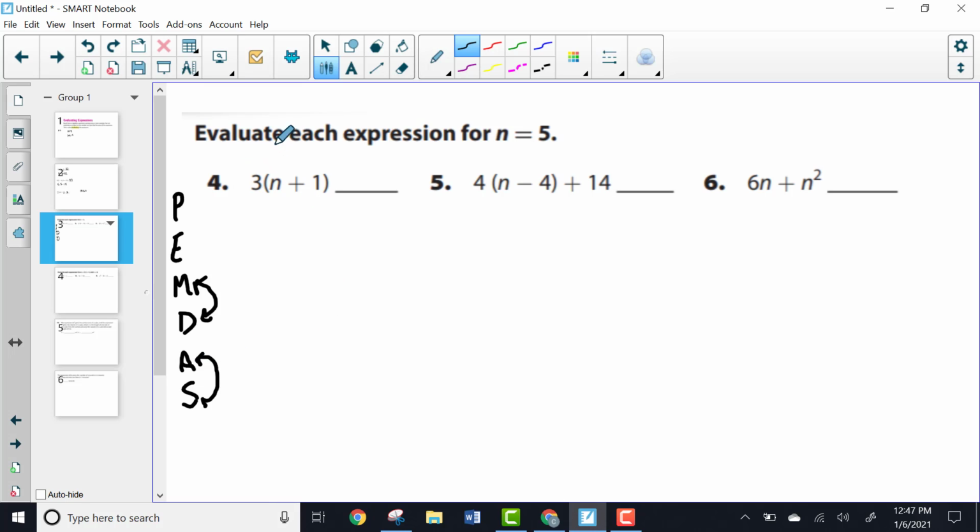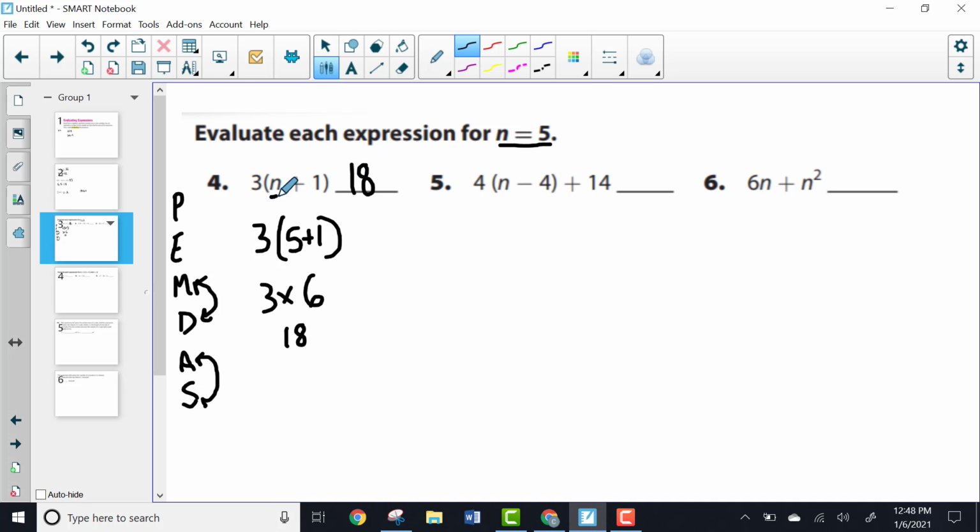All right, so for these, we have evaluated expression, n equals 5. So we're just going to rewrite this. So we have 3 times, n is going to equal 5, so I'm going to have 5 plus 1. Now I'll solve this problem here. Whenever we have parentheses next to a number like this, that means it's multiplication. So the first thing I'm going to do, 5 plus 1, that's going to give me 6. And now I have 3 times 6, and that's going to give me 18 for my first one here.